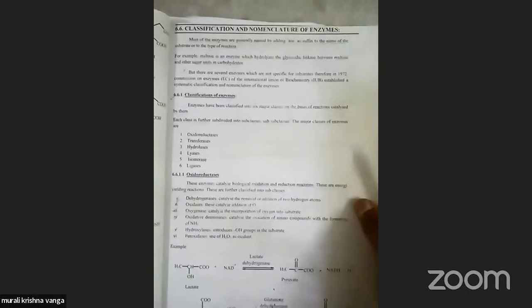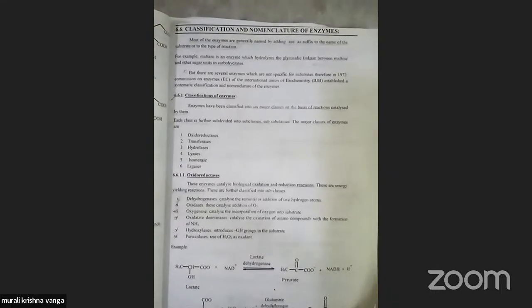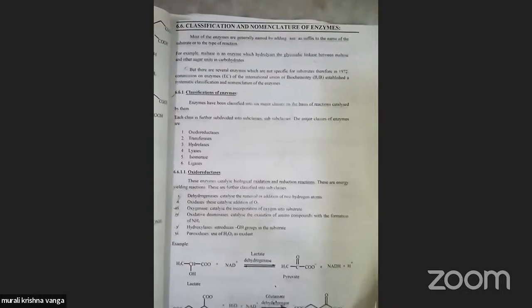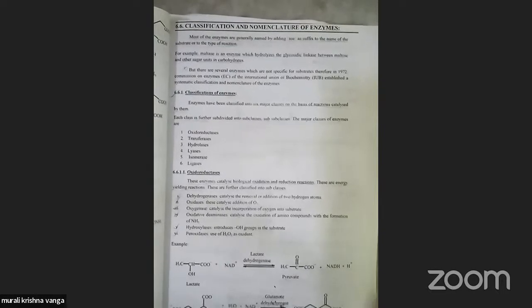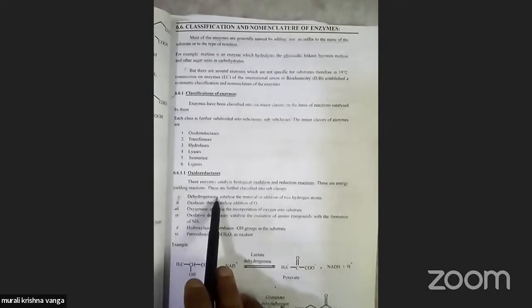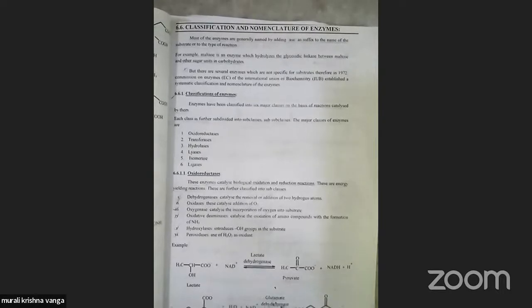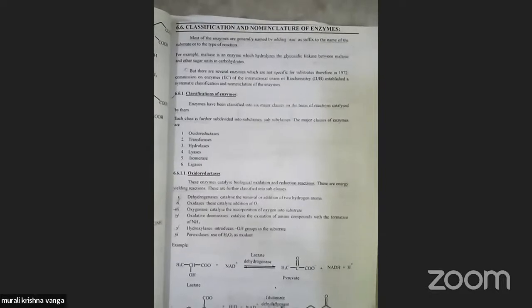So first we are going to oxidoreductases. These enzymes catalyze biological oxidation and reduction reactions. These are energy yielding reactions. These are further classified into subclasses. Dehydrogenases catalyze the removal or addition of hydrogen atoms, and oxidases catalyze oxidation by the addition of oxygen. Oxygenases catalyze the incorporation of oxygen into the substrate.